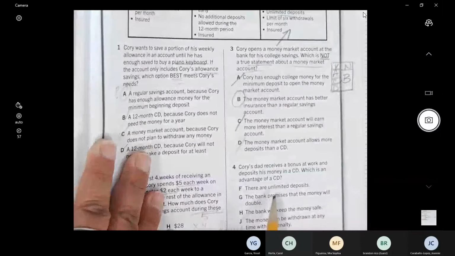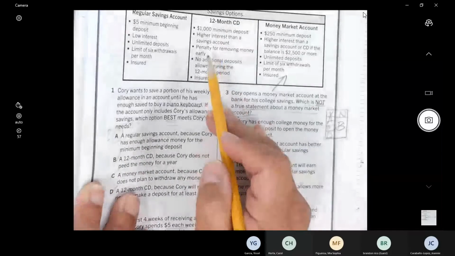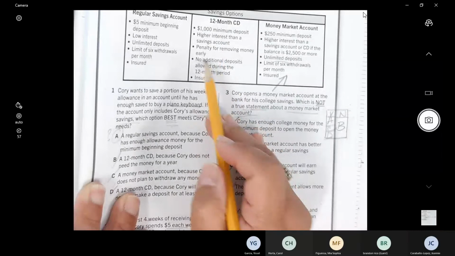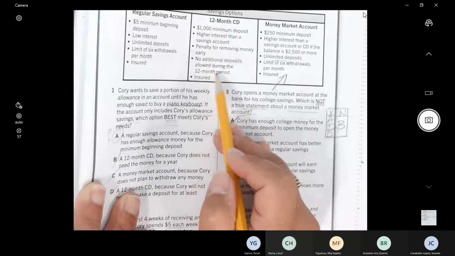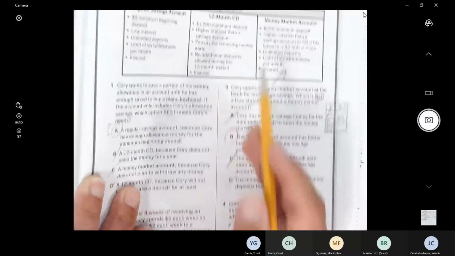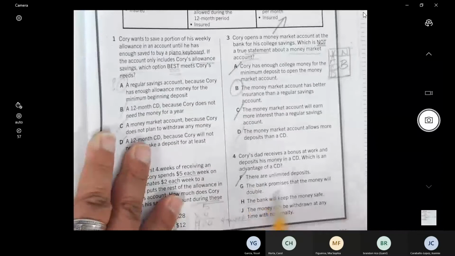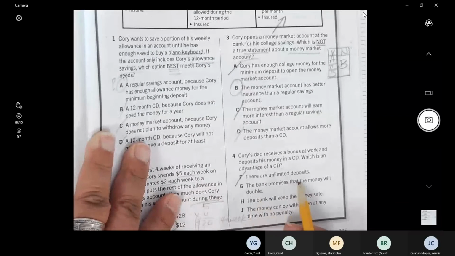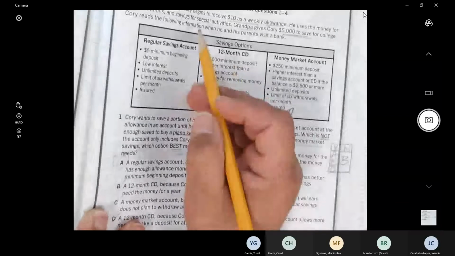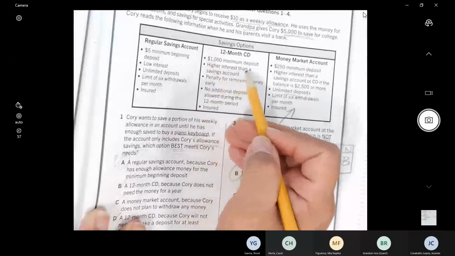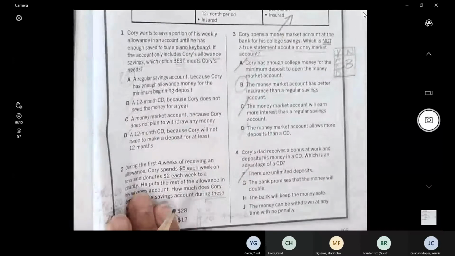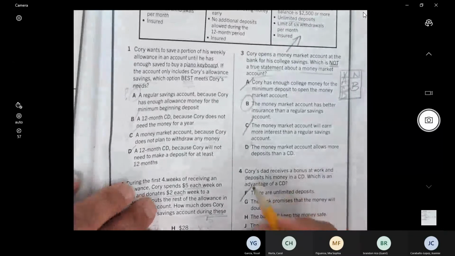It says that there are unlimited deposits. Where's the word deposits? It says no additional deposits, so that is not true, so it can't be F. G says the bank promises that the money will double. Higher interest than a savings account. Does it say anything about the money doubling? No. So it can't be G.